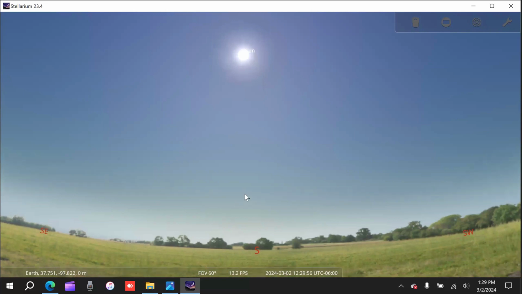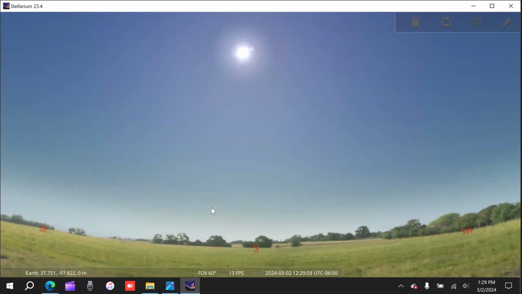I did have this set up right before the program, and Stellarium shut itself down, so I lost everything. So I'm just gonna walk through it. I'm gonna show you from the beginning in case you ever want to do Stellarium. You'll know how to do it.